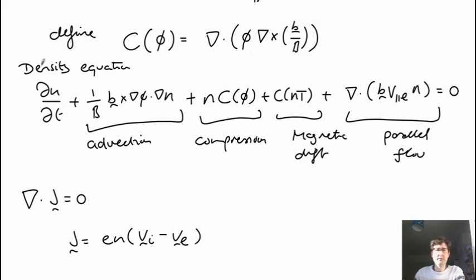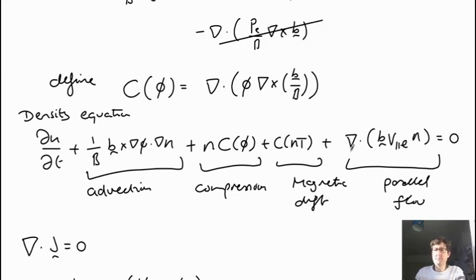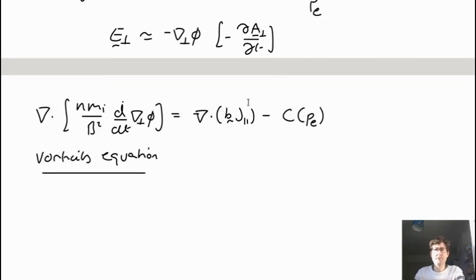And then this is complemented with a density equation. So you have again all these terms, and then what's missing here is a parallel closure. So we need something to approximate what these parallel flows are of the electrons, and the parallel current here. I'll cover that in a future video.